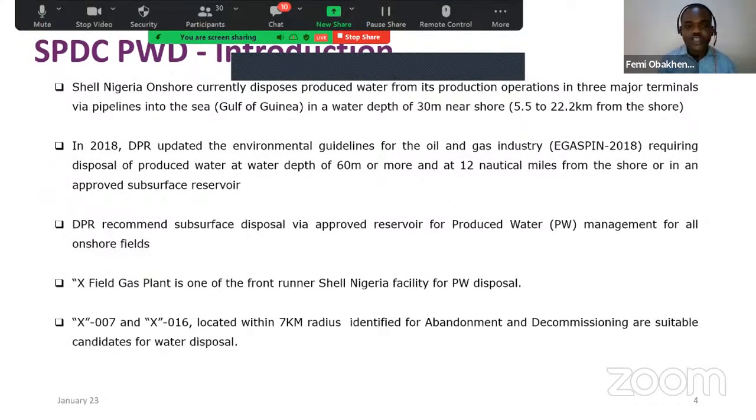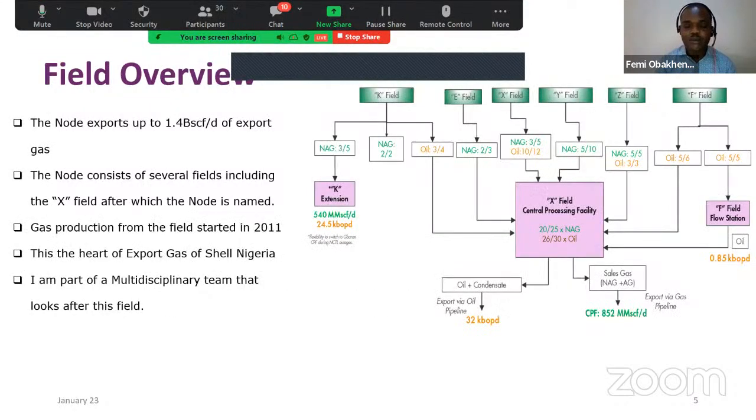So this is just the summary of what I've just discussed in the previous slide. So in this project, we identified some wells that we could actually use to dispose the produced water. But what are some of the subsurface considerations if you want to design a robust produced water disposal system? Before I go into that, a brief overview of the field that I'm referring to.